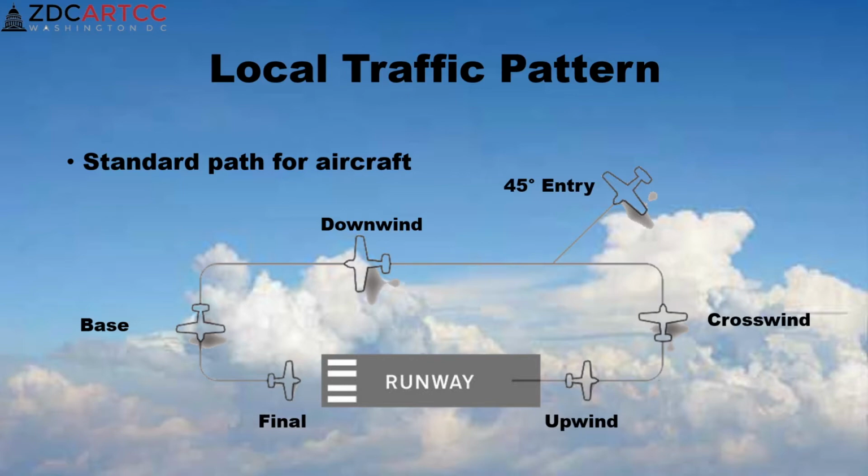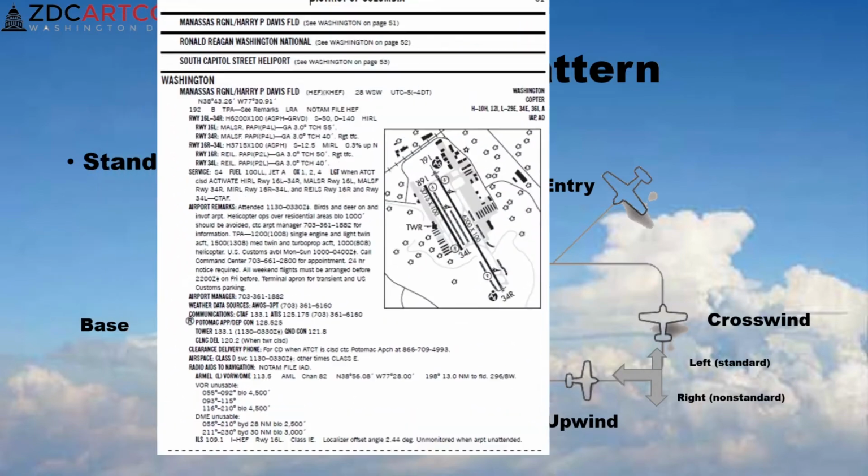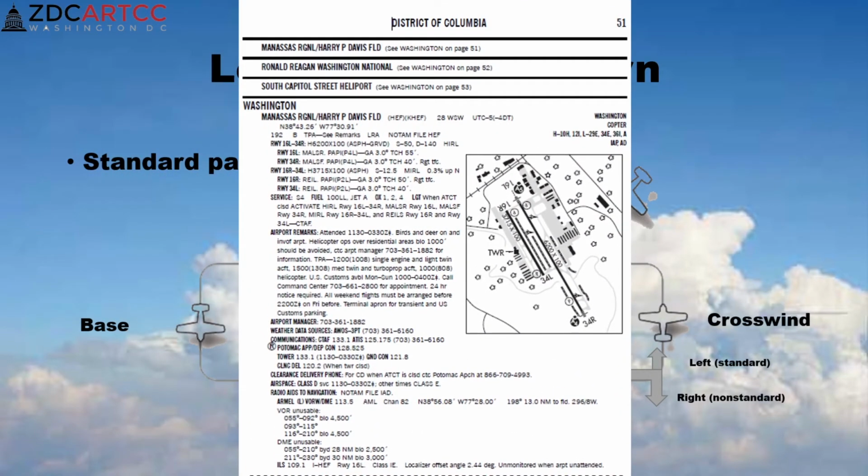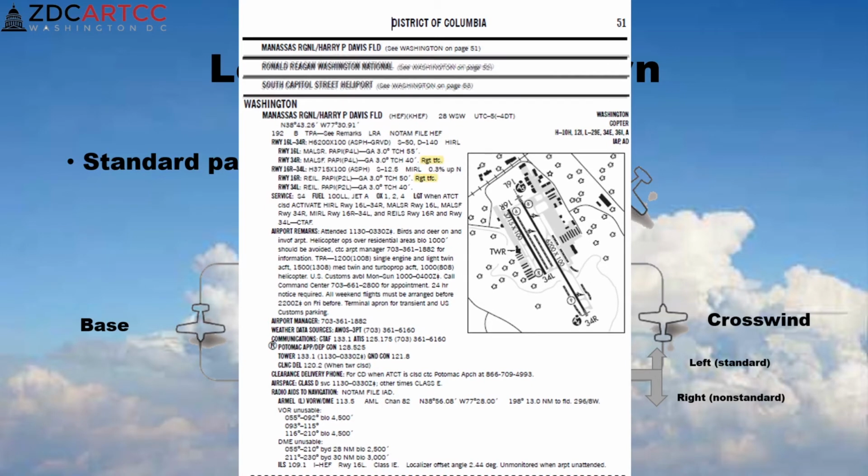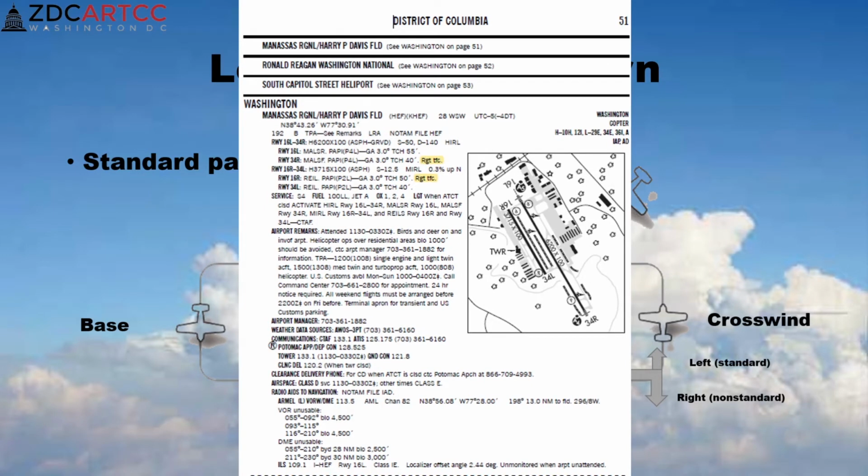The direction of turns an aircraft will make depends if the traffic pattern is left or right traffic, also called standard or non-standard. Standard turns are to the left, as this is the side of the aircraft where the pilot typically sits. Non-standard traffic patterns are right turns. To determine what direction a traffic pattern is for a certain runway, check the airport's chart supplement. If the direction is not stated, it is assumed to be standard or left traffic.